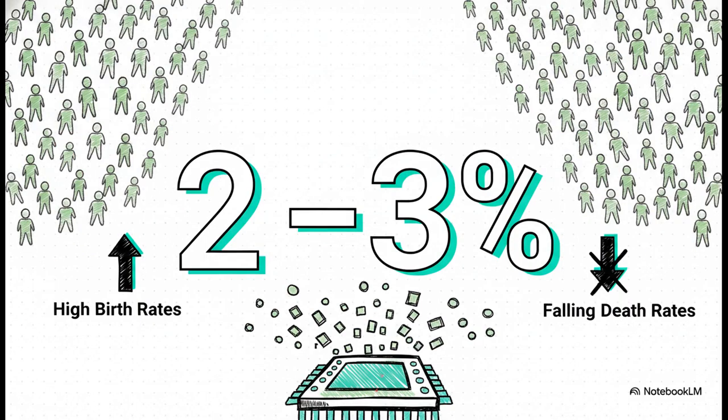Now, you've also got to consider what I call the population growth shock. In developing zones, populations are surging at a massive 2 to 3% annually, and that's due to high birth rates combined with falling death rates. In tech terms, this is like launching a flood of new background processes all at exactly the same time on a budget processor. It puts an incredible strain on the system's limited resources.